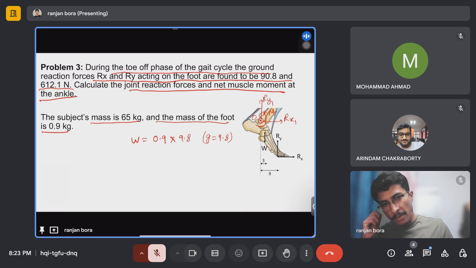So how will we solve this? We will use the equations of motion, which we have studied earlier. What do the equations of motion say? Summation Fx. Here we are not given any acceleration parameters, so we will consider it a static problem. If acceleration parameters are given, then we need to solve using the dynamic equations. So there is no acceleration, so the summation of forces must be 0. This means this position of the foot is in a static condition.